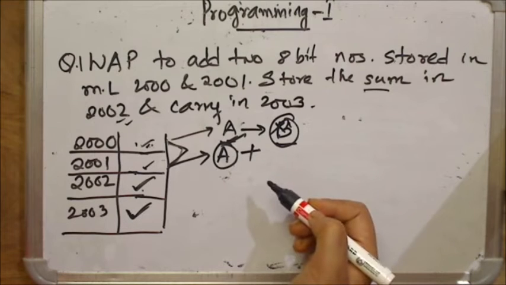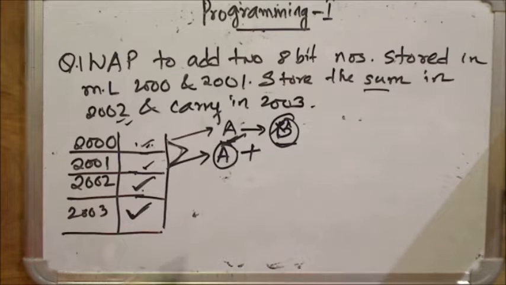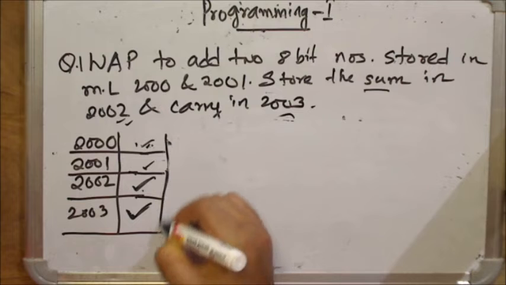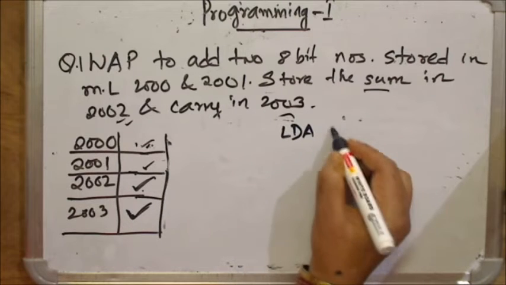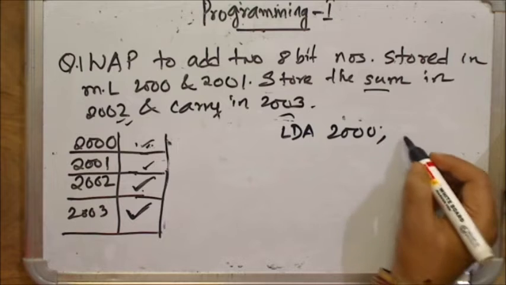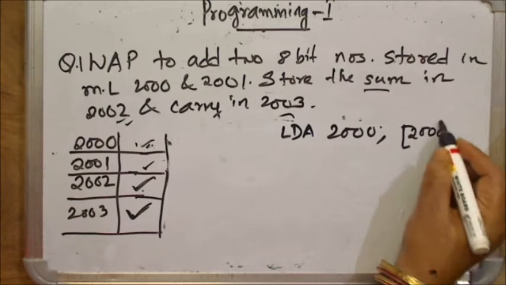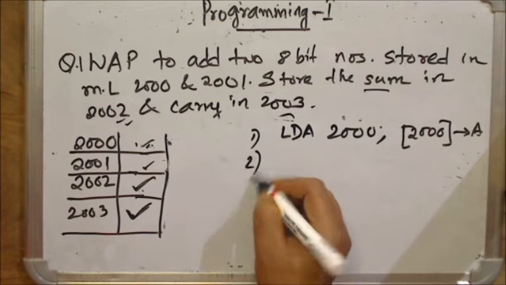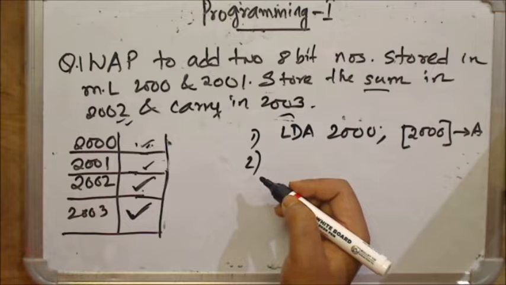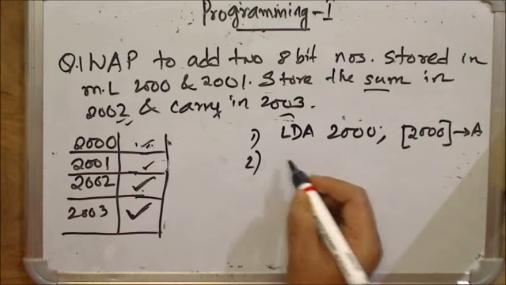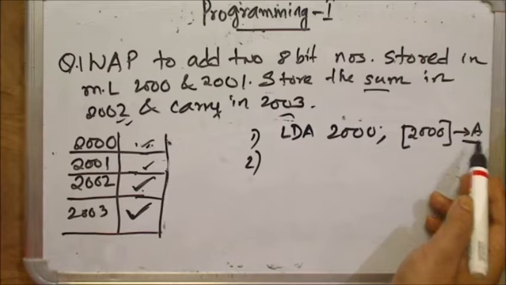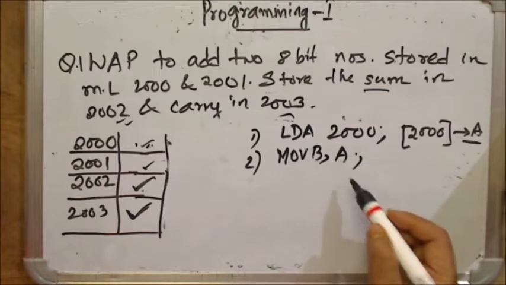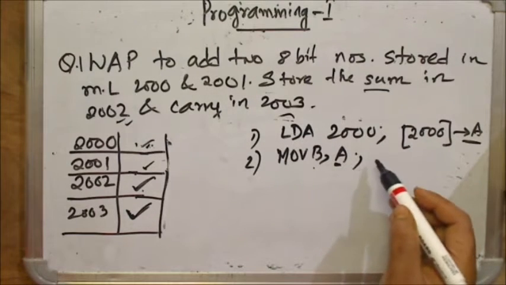Now you add both the numbers. Let us write the instructions up here. Take the first number into A: LDA 2000. Whatever data is there in memory location 2000 will go to A. This is our first instruction. What is the second instruction? Transfer the data which is loaded in A into B: MOV B, A. Whatever data was in A is now copied in B.